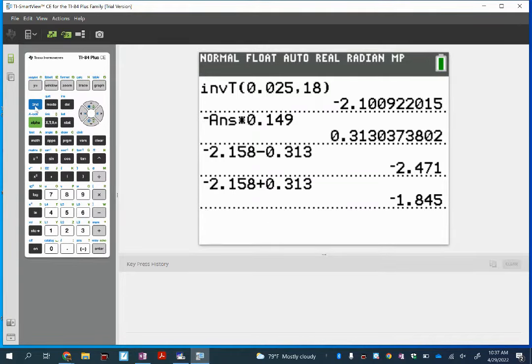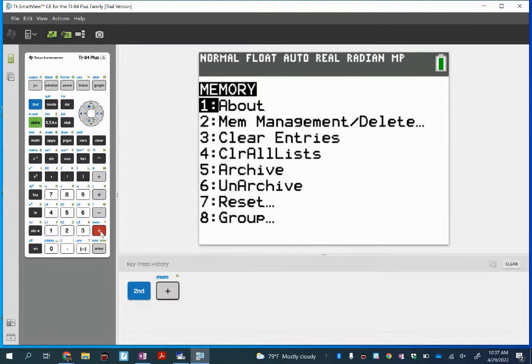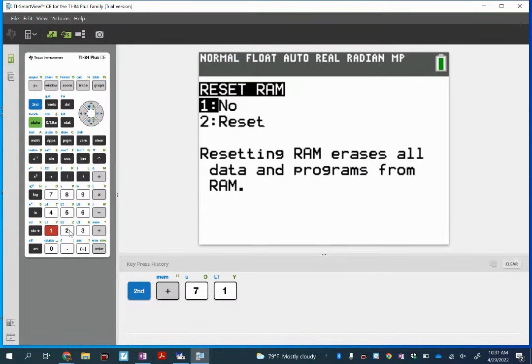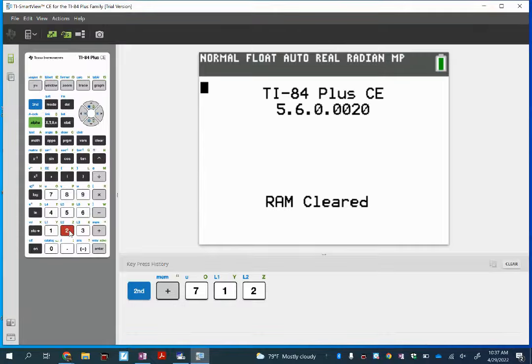All right, so if you're trying to clear it out, hit second, plus sign, reset. Wait for it. The Wi-Fi has been really good today. So that was second, plus sign, which is memory, then number 7, which is reset, all the RAM, come on screen, and then reset. All right. Ready?